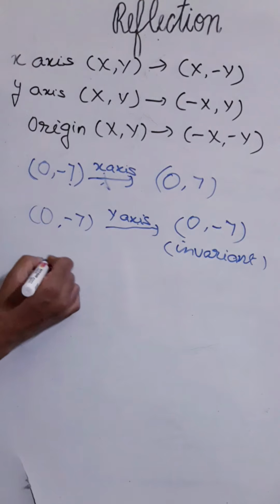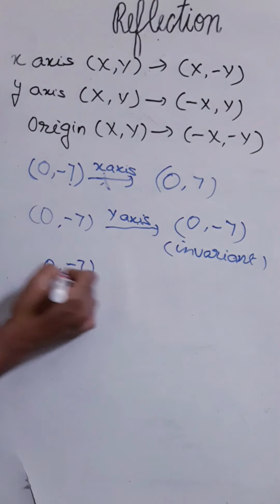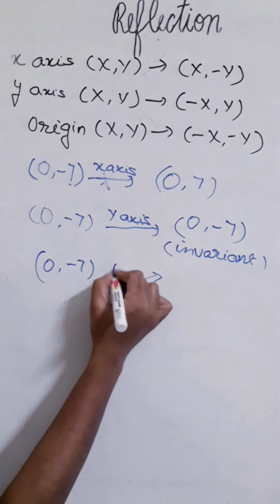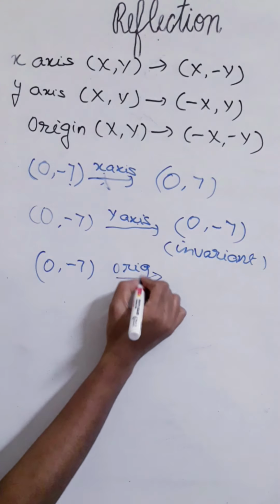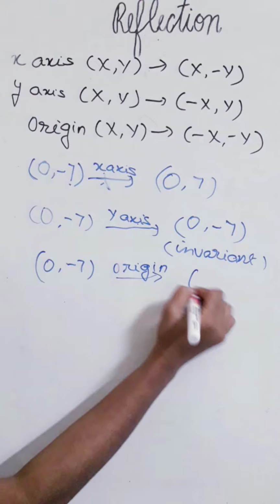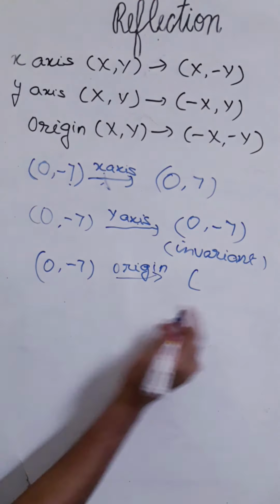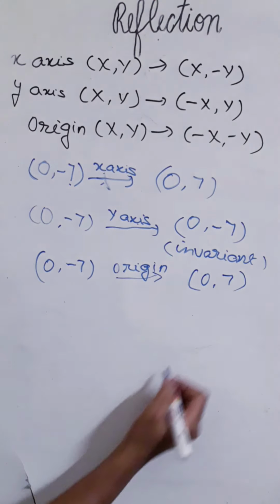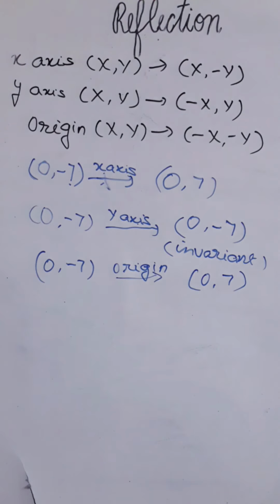Now I have 0 -7. I am reflecting it with respect to origin. So when you are reflecting with respect to origin, you have to change the sign of both. Now 0 remains 0 and the sign of 7 will become positive. Okay. So this is how you will do your first 4 questions of the exercise.